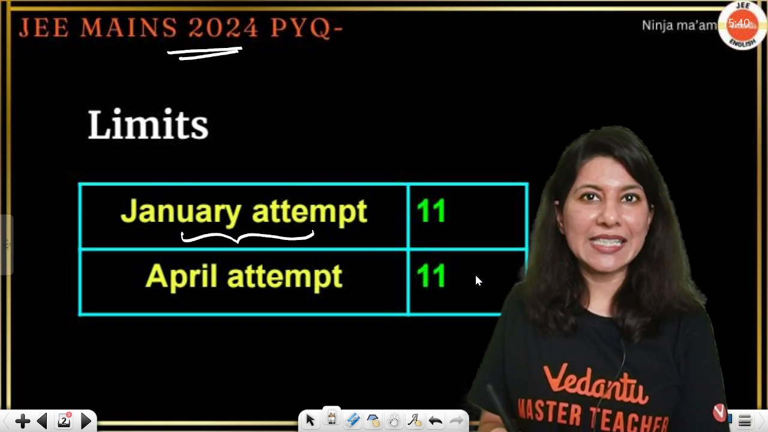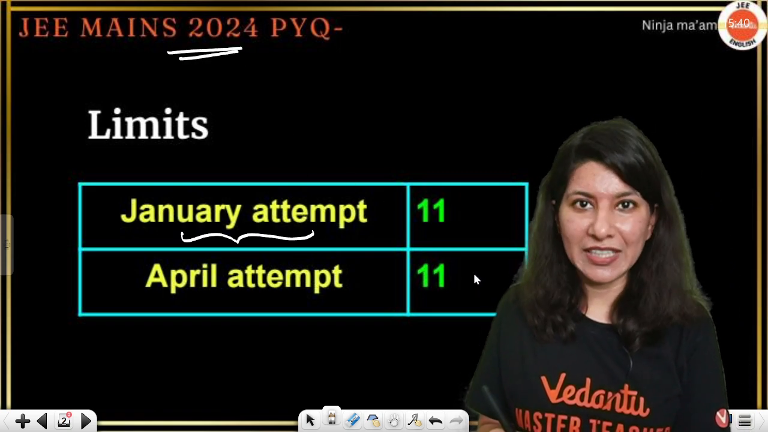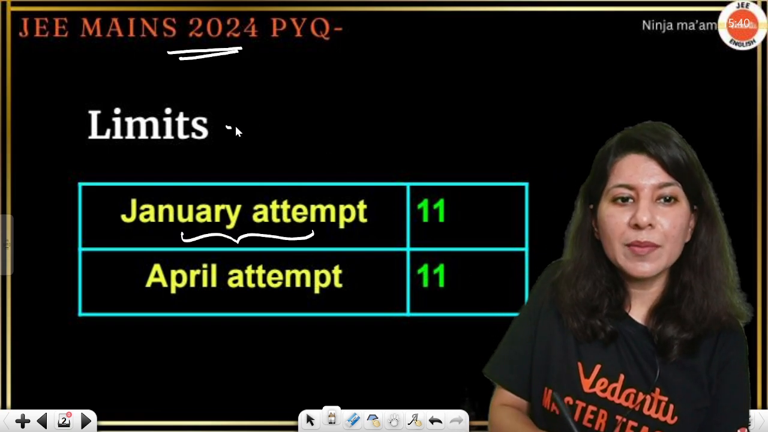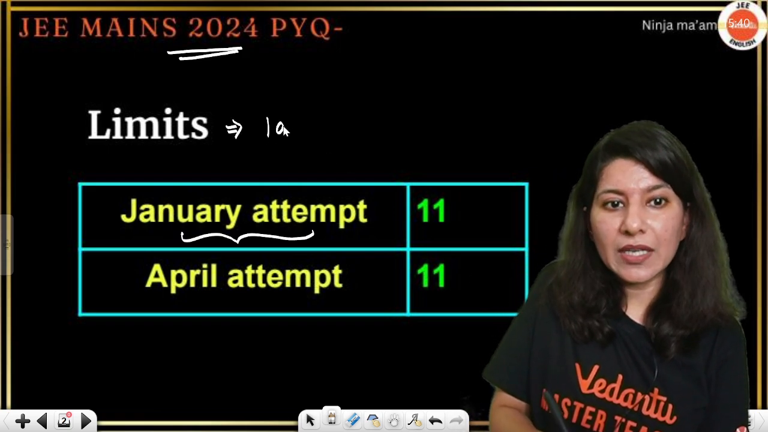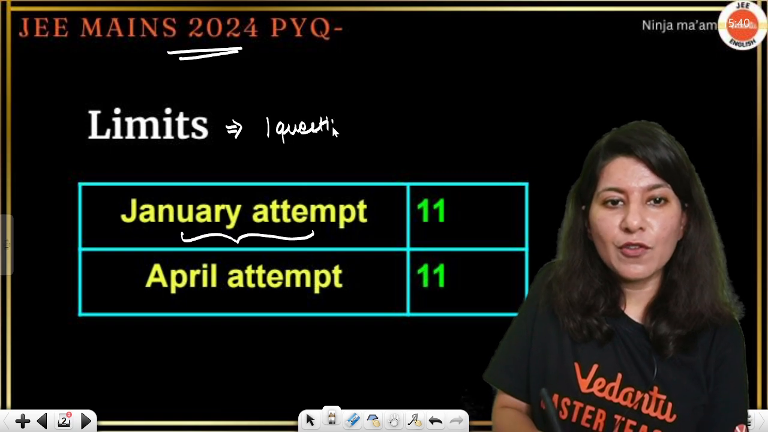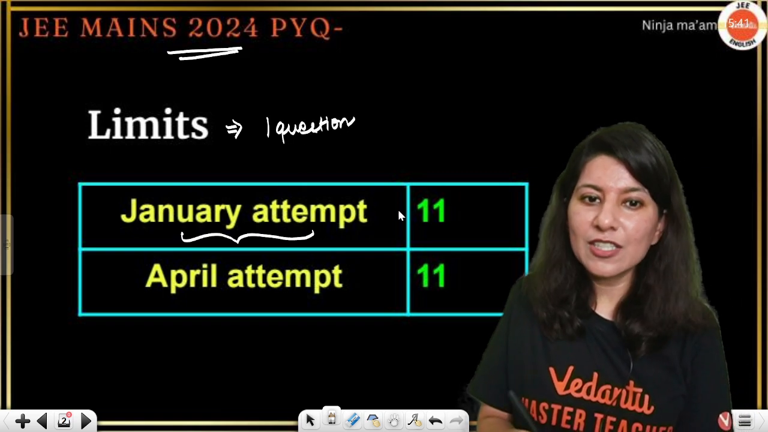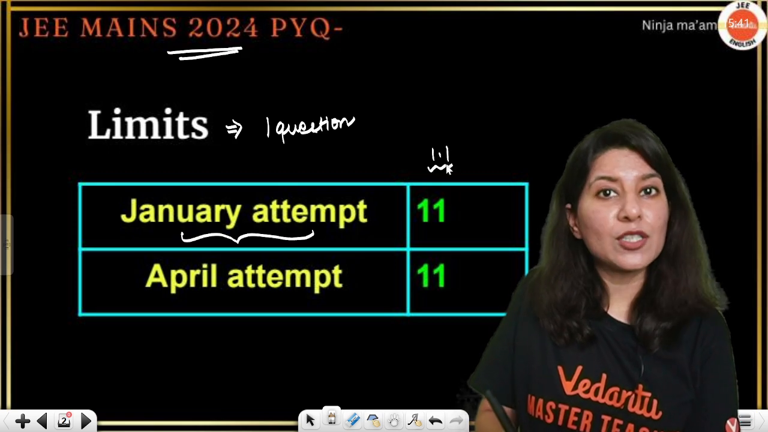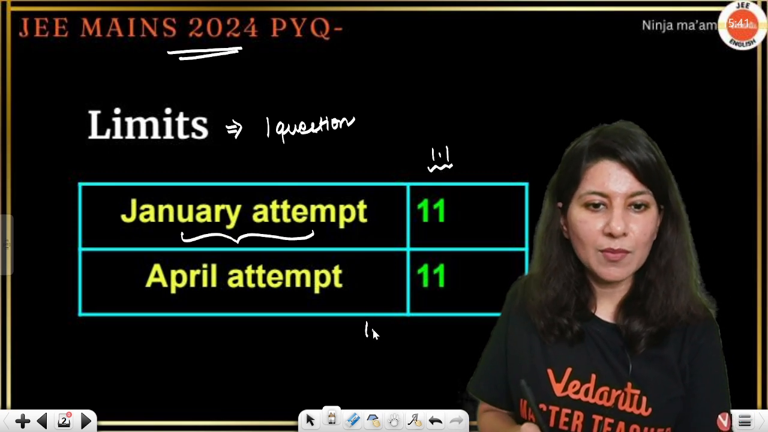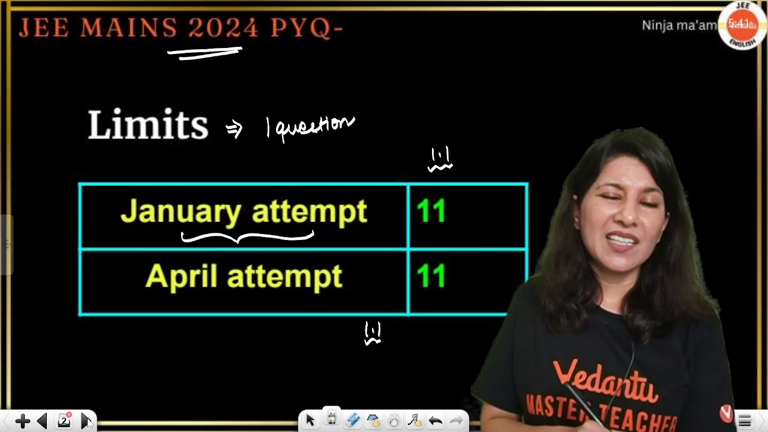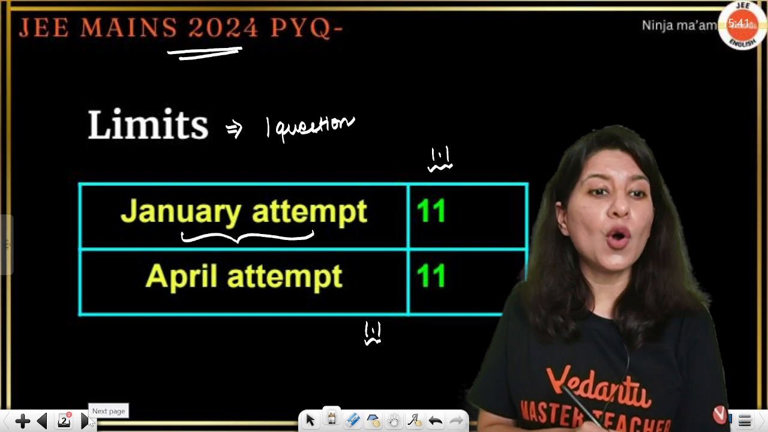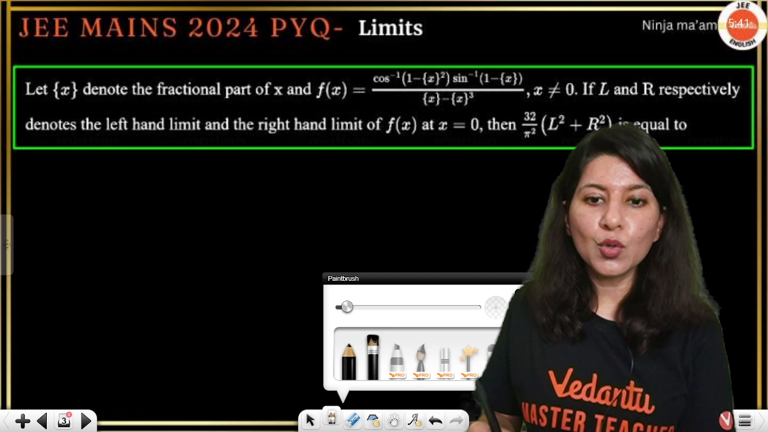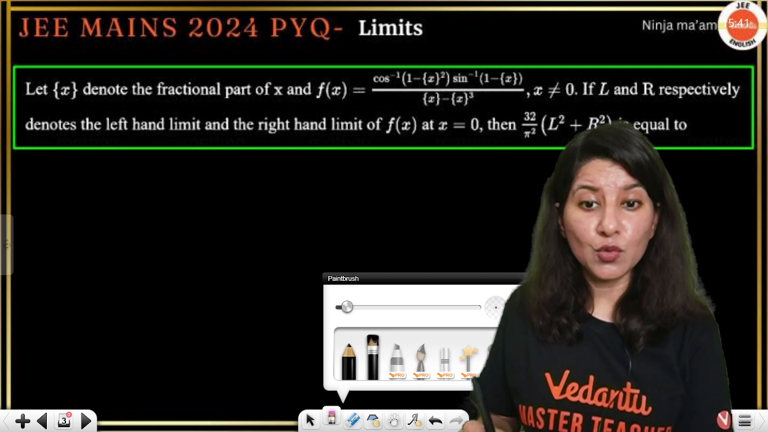Okay, so as you can see, because you always talk about weightage, right? The weightage of this particular chapter is such that from limits you can expect one question minimum, because in the January attempt 1.1 questions were asked from this chapter. April attempt also 1.1. The nature of this chapter is not that difficult, not that tedious, and it is the backbone of continuity and differentiability in the upcoming chapters.